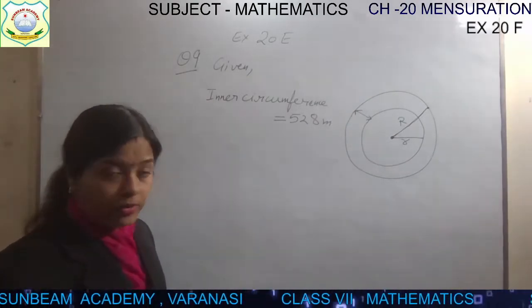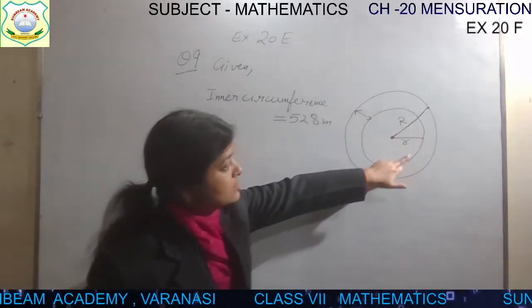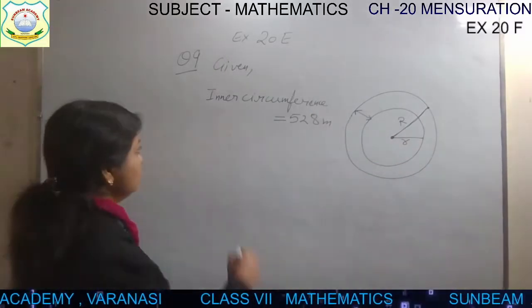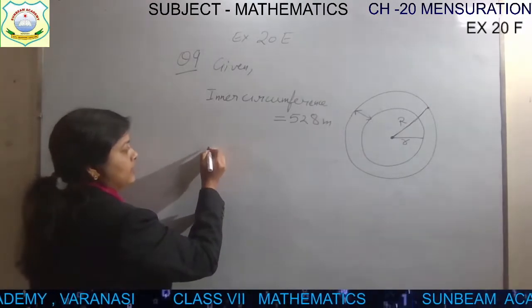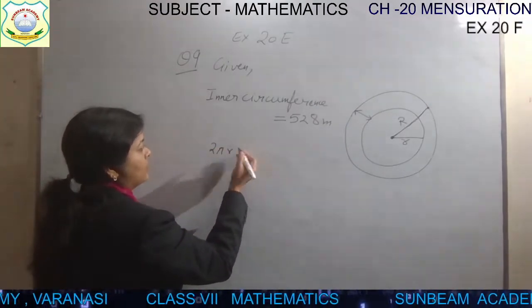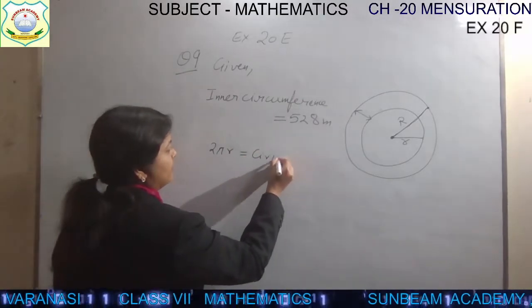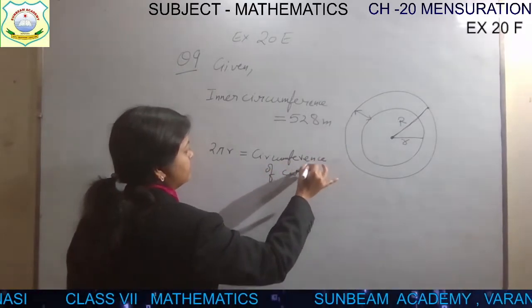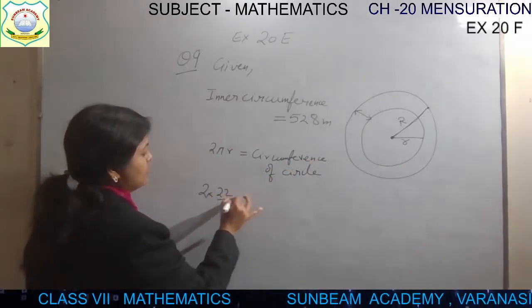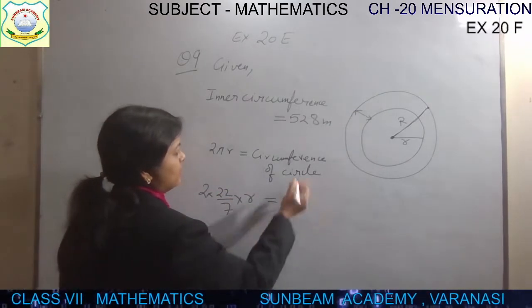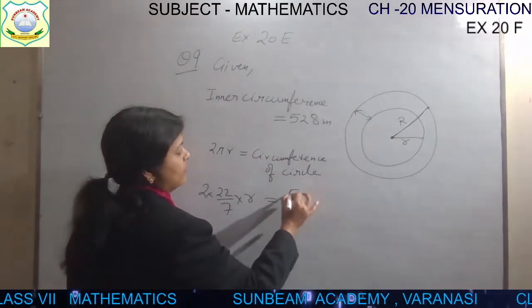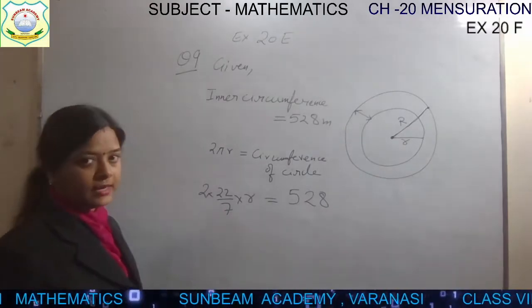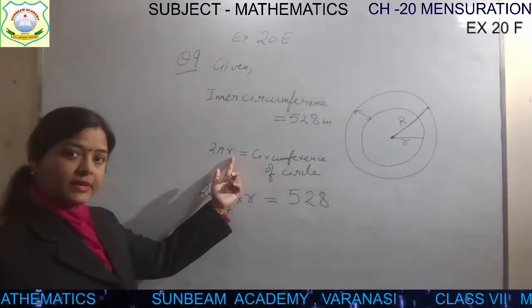Can we find the radius from it? This is the inner circumference. The radius we have taken as r, small r. So we know that the circumference of a circle is 2 pi r. So 2 into 22 upon 7 into radius is equal to the circumference, which is given to us, 528 meter. Can we find small r from here? Yes, we can find small r, the unknown radius, from here.